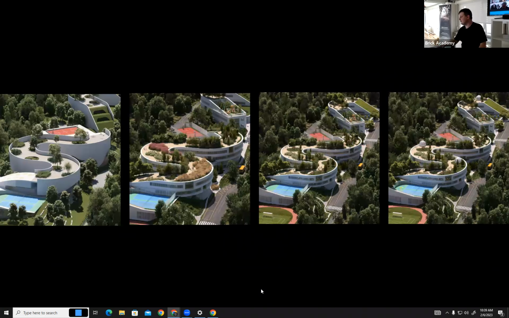Let's see this one. Oh, there is an additional round in this case. Why? The initial draft was good. The initial draft made both of us happy, I mean the client and also us.